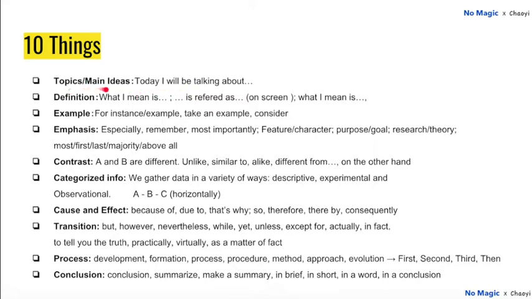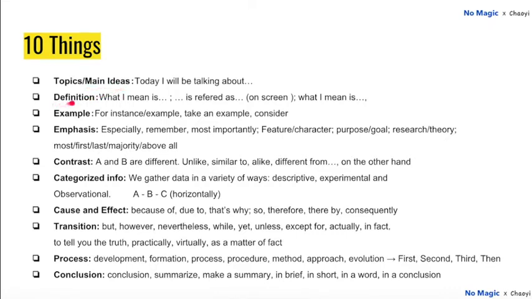During the listening section, you will always hear the professor start a lecture like, today I will be talking about something. That means the professor is giving the topic of that class. So that's why it is very important for you to capture the main ideas.